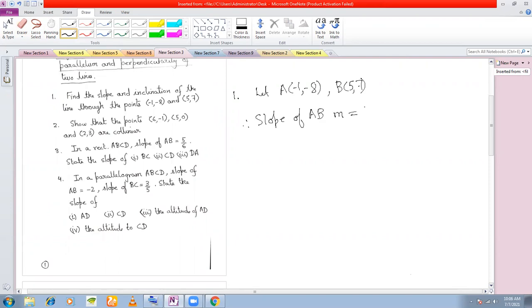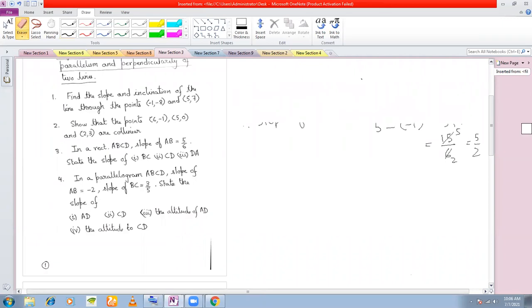Say m is equal to y2 minus y1 divided by x2 minus x1. So this is 7 plus 8 divided by 5 plus 1, which is 6. This is clearly 15/6. Cancel this, which is 5/2. The slope of the line joining these two is 5/2. So this was just a small application of the formula for slope.